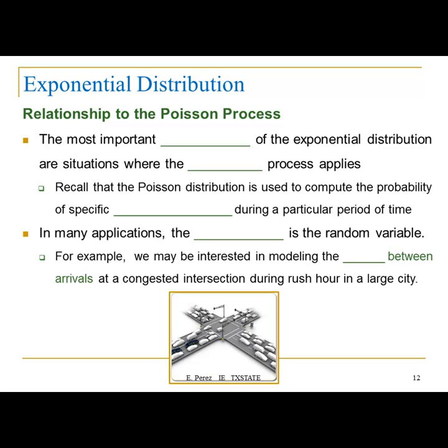The exponential distribution has one very important property that you need to remember, and I'm going to explain that property now. So the most important application of the exponential distributions are situations where the Poisson process applies. You remember when you use a Poisson distribution, right? When do you use the Poisson? What is the case? What is the type of random variable?